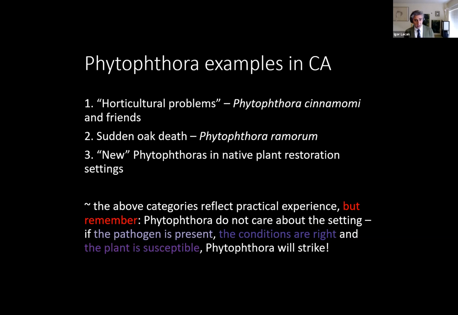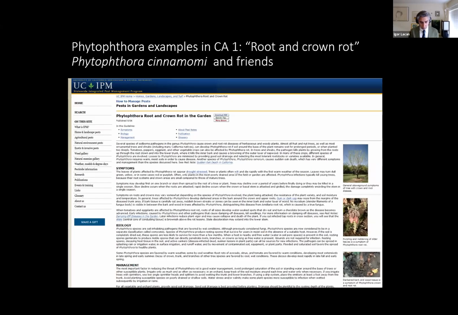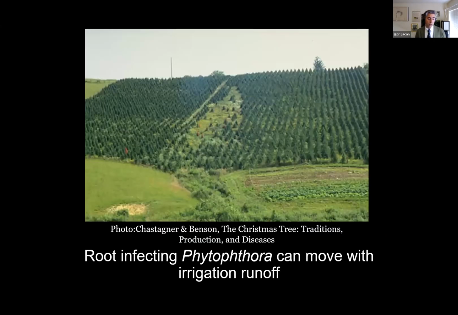But if we start with Phytophthora cinnamomi and some of the related ones, this is what's often called root rot or crown rot. And these are very non-distinct symptoms. The plant essentially just sort of wilts and declines. And if you dig it up, you see that it has no fine roots left. And this is frequently seen in residential yards, but it's also seen in Christmas tree farms, for example.